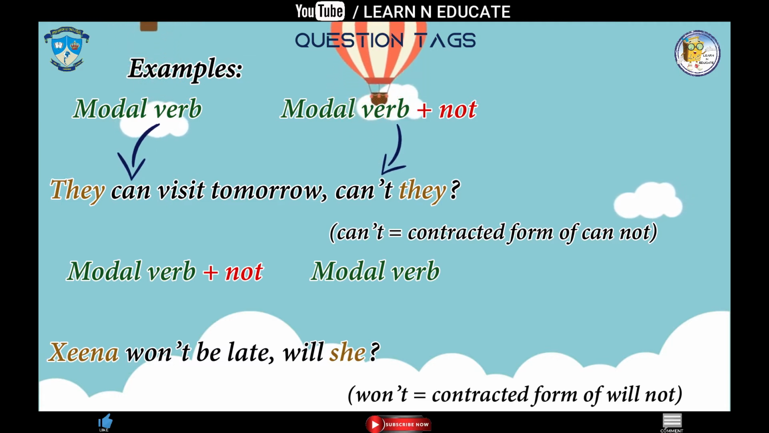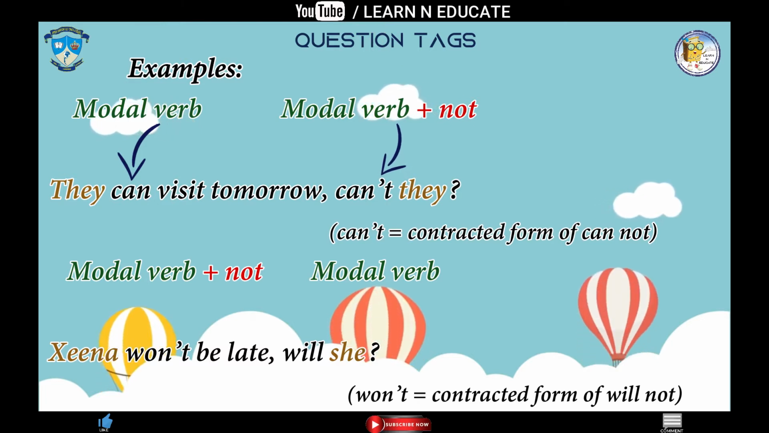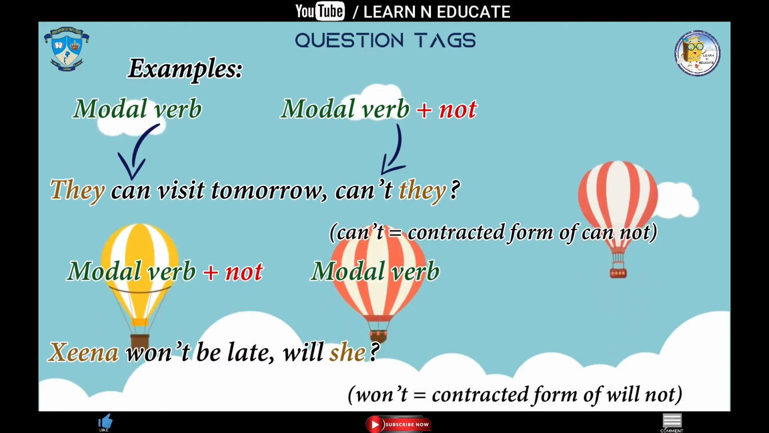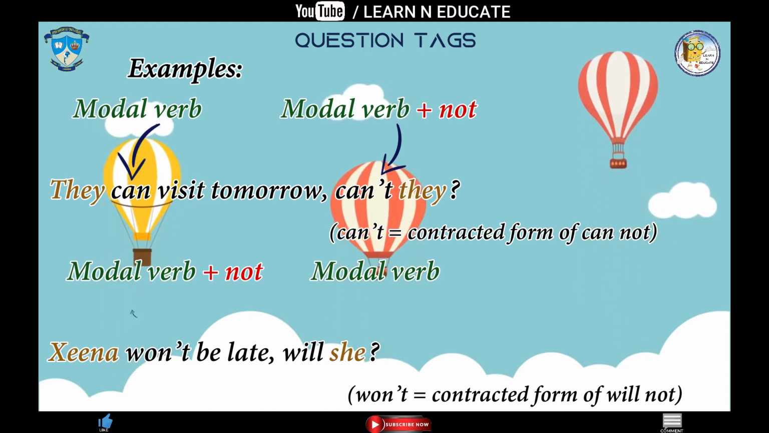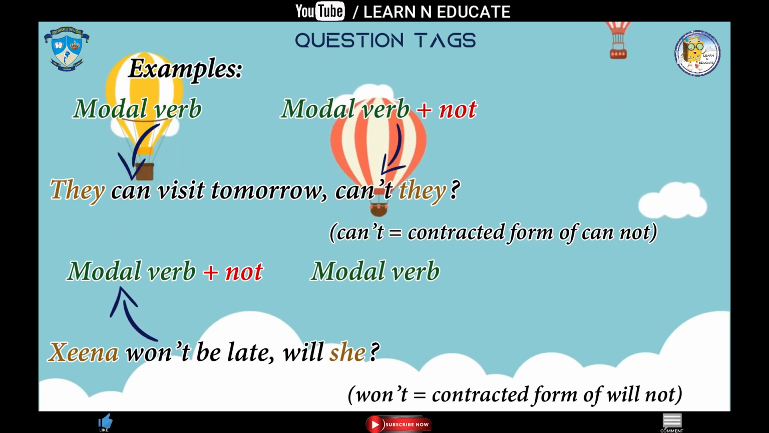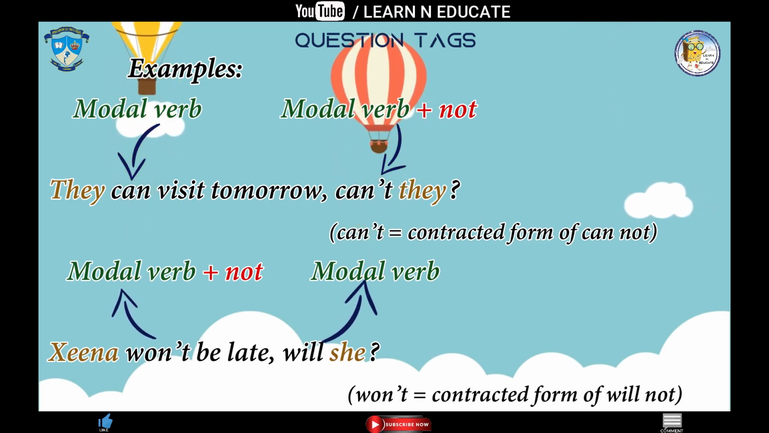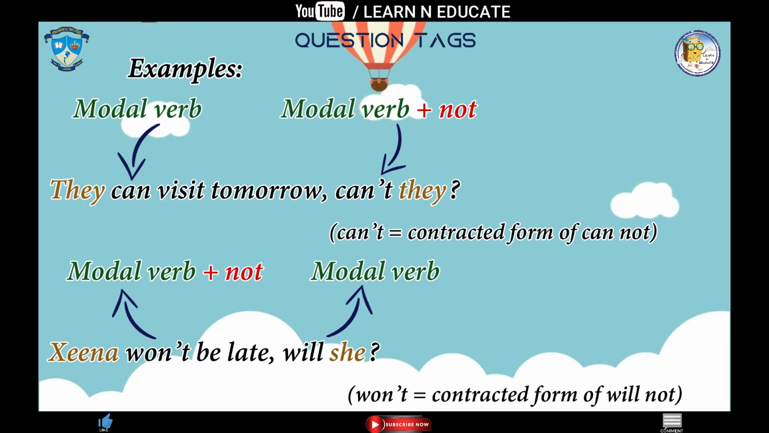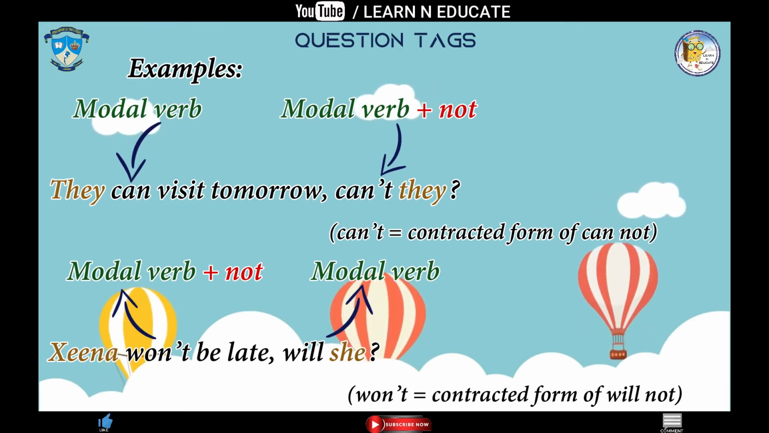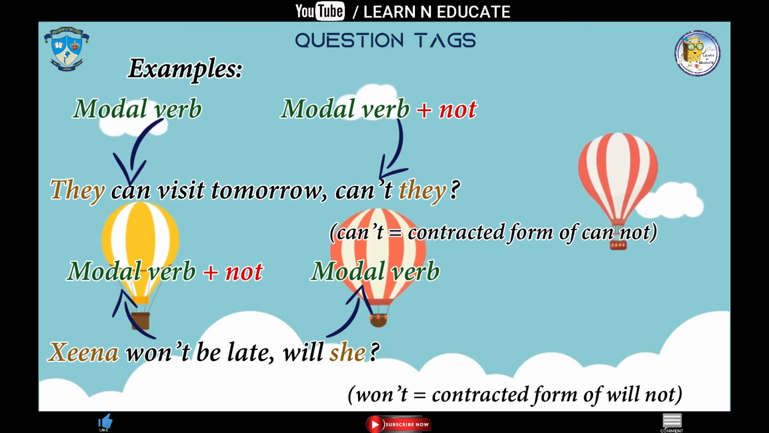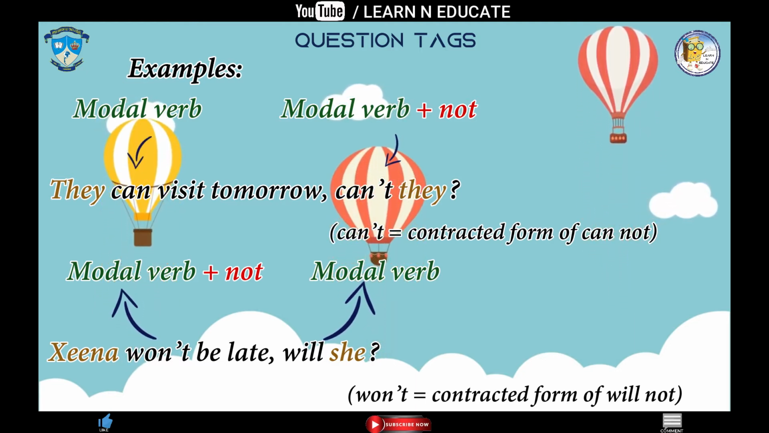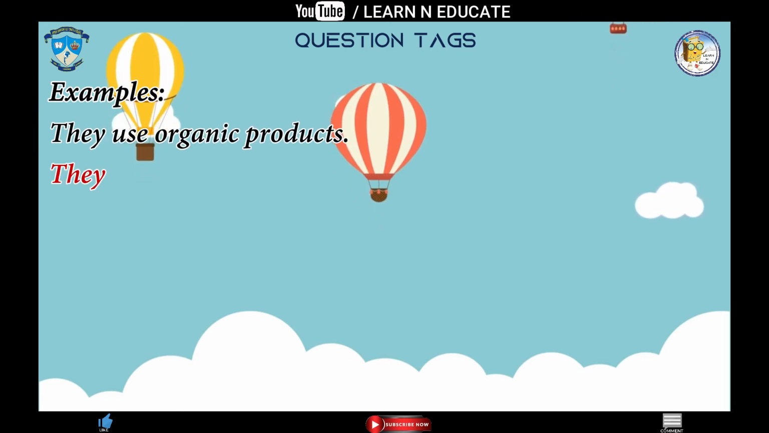Zina won't be late, will she? So, we see that the subject is Zina, who is a girl. So, the pronoun used in question tag for Zina is she. Won't is the modal verb which changes into will in the question tag, because won't is the contracted form of will not, and if the statement is in negative, then the question tag will be in positive. Therefore, we have used will in the question tag. Okay? Now let's see a few more examples.